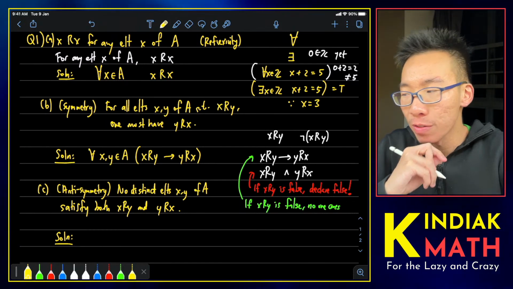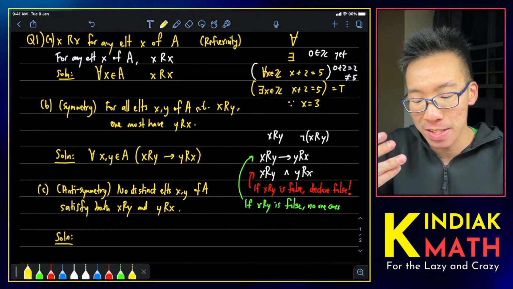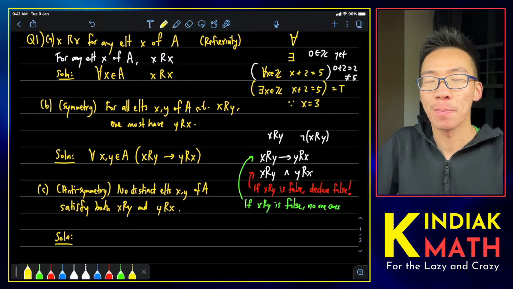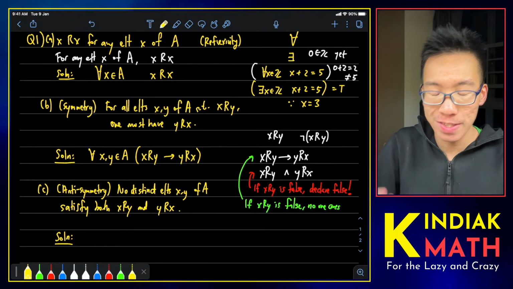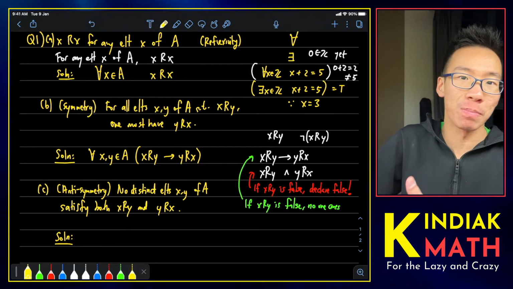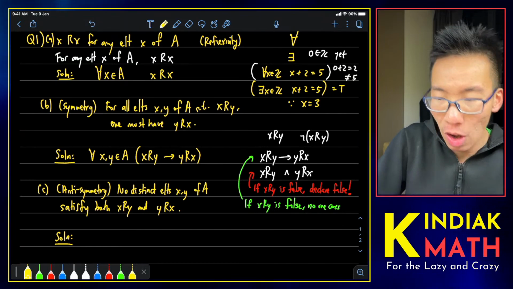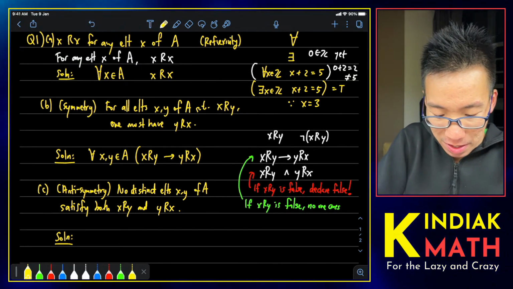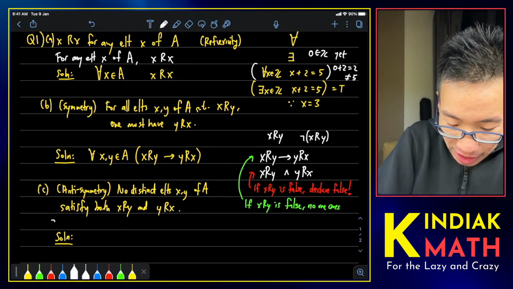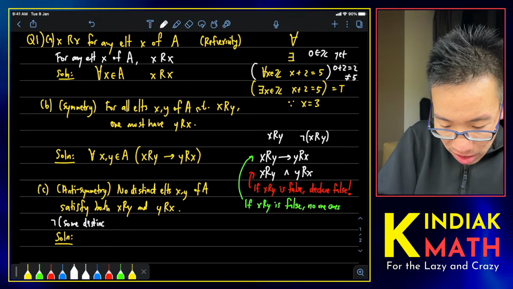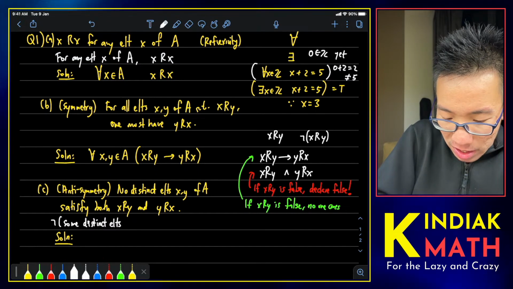The sort of strategy that I would go at it is, what's the opposite of no distinct elements? The opposite of no distinct elements is, well, some distinct elements. And so I'm going to take the negation of some distinct elements, such that blah blah blah.